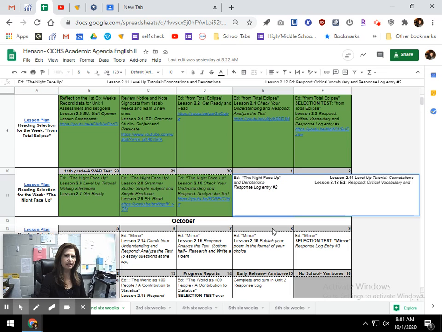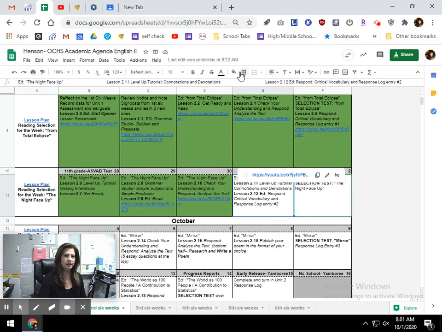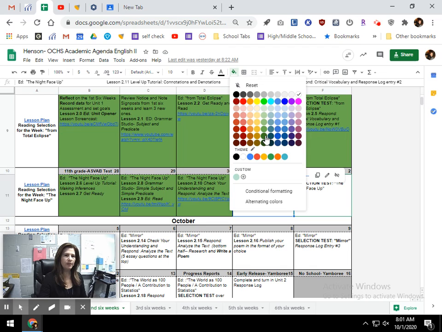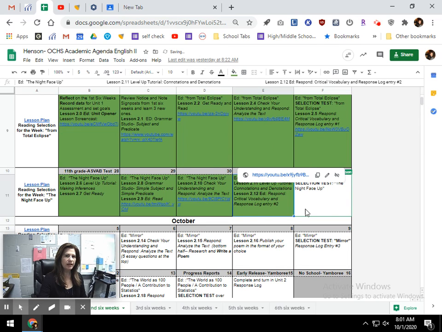So here's today's lesson. I'm going to go ahead and turn it green to show that that's what we're doing. This is just in case we were to get behind a day, but if you see some things highlighted in green, we did do that for that day. Okay, so today you're going to do a Level Up tutorial.